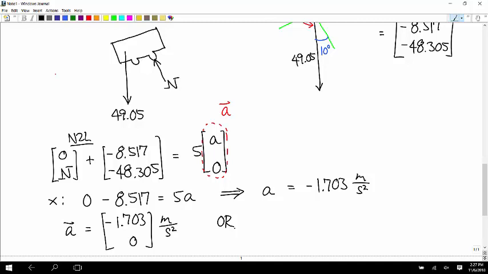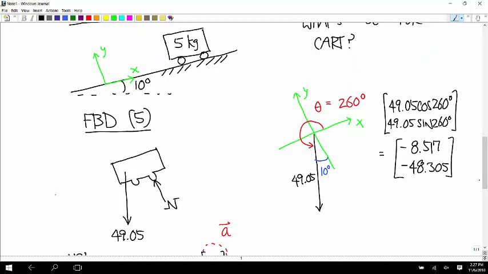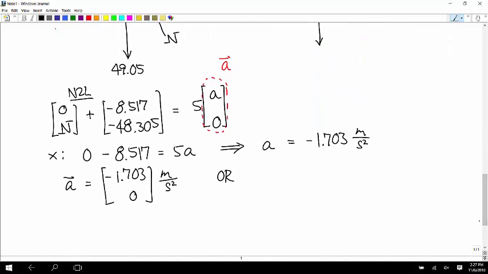Or if you want to think about it as a magnitude and a direction, this is negative x direction. Our negative x direction is down the incline, if you look back at our picture. Okay. And so this would be a magnitude of 1.703 in this direction. Any questions about that?